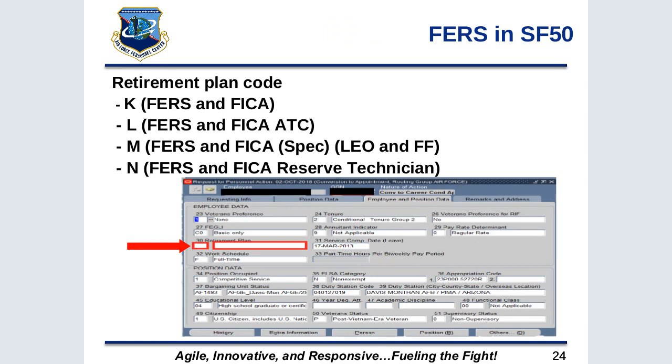Next, we have the SF50. Block 30 is for retirement plan coding for FERS. We have the K, which is FERS and FICA; the L for FERS and FICA Air Traffic Controllers; the M for FERS and FICA Special Law Enforcement and Firefighters; and N is for FERS and FICA Reserve Technicians.